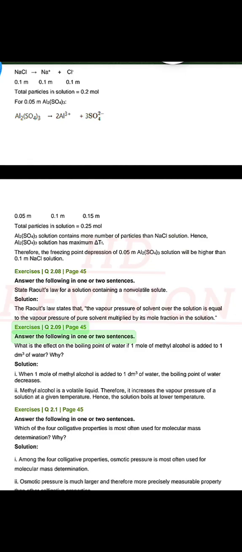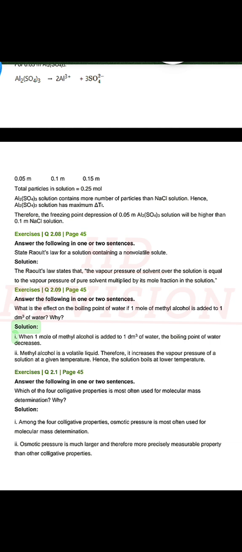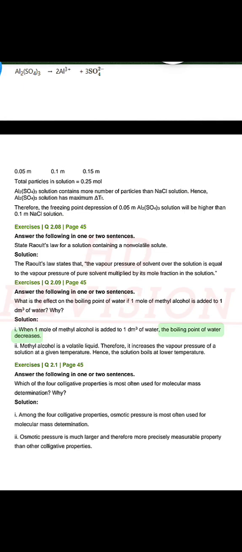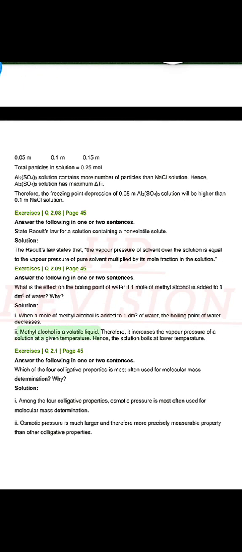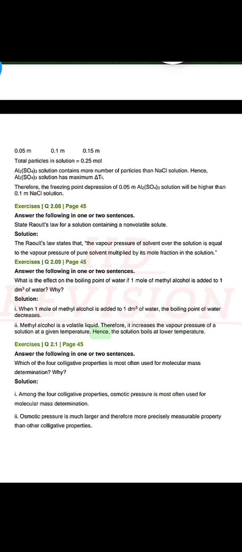Exercises Q2.09, page 45. Answer the following in one or two sentences. What is the effect on the boiling point of water if 1 mole of methyl alcohol is added to 1 decimeter cubed of water? Why? Solution. When 1 mole of methyl alcohol is added to 1 decimeter cubed of water, the boiling point of water decreases. Methyl alcohol is a volatile liquid. Therefore, it increases the vapor pressure of a solution at a given temperature. Hence, the solution boils at lower temperature.